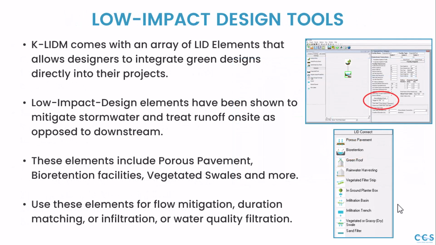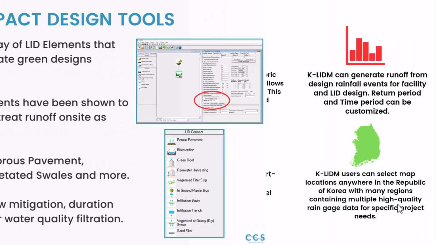Let's talk about low-impact design tools. K-LIDM comes with an array of LID elements that allows designers to integrate green designs directly into their projects. The low-impact design elements have been shown to mitigate stormwater and treat runoff on-site as opposed to downstream. These elements include porous pavement, bioretention facilities, vegetated swales, and much more, and use of these elements for flow mitigation, duration matching, infiltration, or water quality filtration. You can see all the LID connection elements down there in the bottom right, including porous pavement, bioretention, green roof, rainwater harvesting, vegetative filter strip, in-ground planter box, and many, many more.